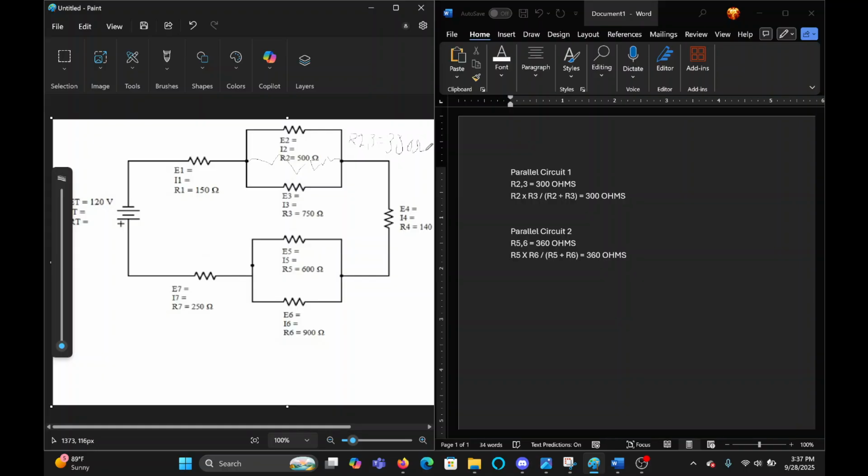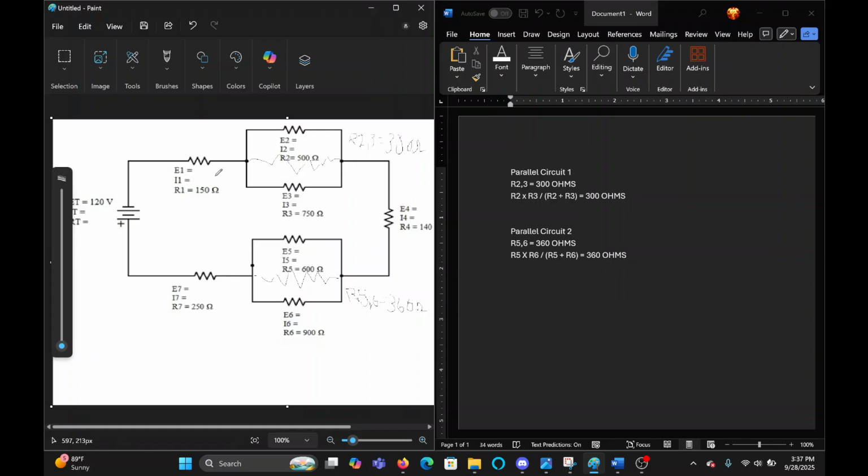Okay. So we're going to make it into a series circuit now. You know that the resistance is 300 ohms for this whole entire thing. And this thing right here, R5 and 6, is equal to 360 ohms. So now it's a full series.